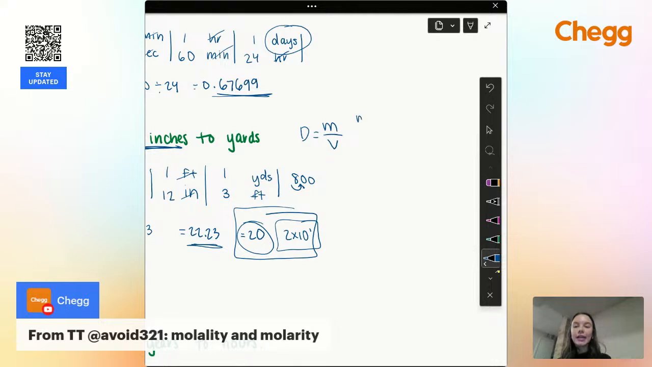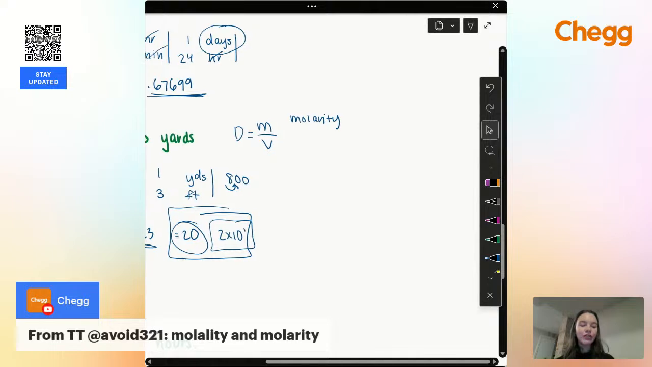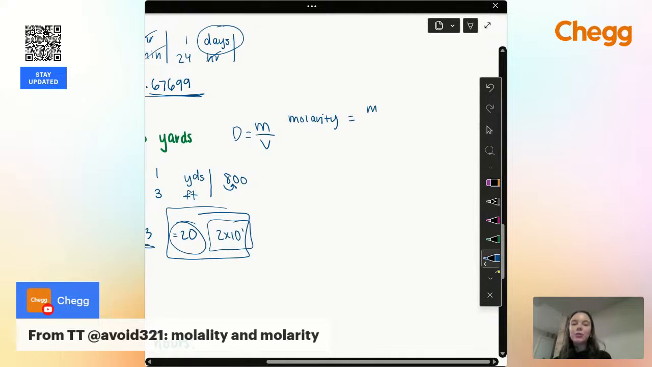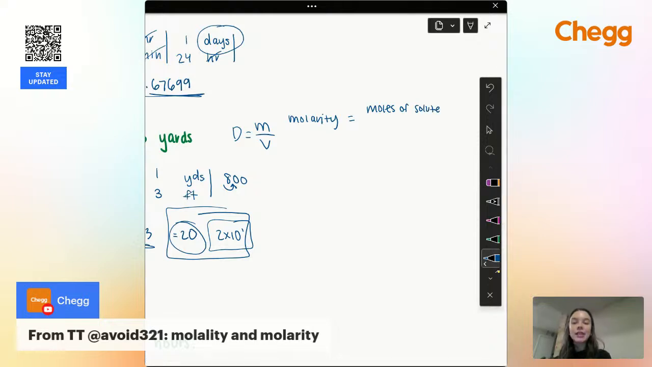For molarity, it is moles over liters. So we could say moles of solute over liters of solution. I abbreviate solution SOLN. If you're wondering what that means, that's solution. Now, molality is a little bit different in that it is moles of solute over kilograms of solvent.